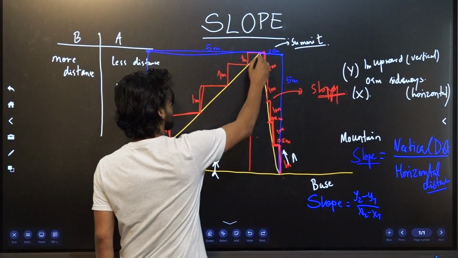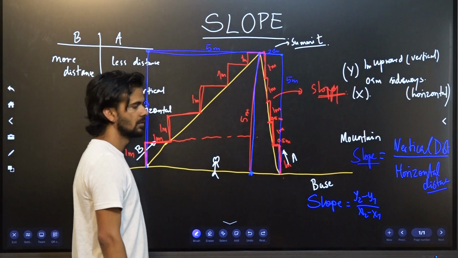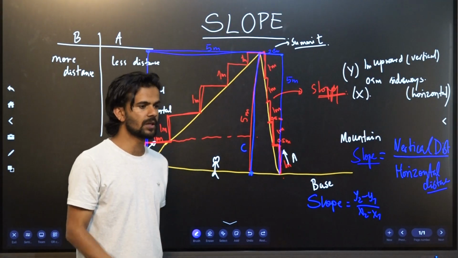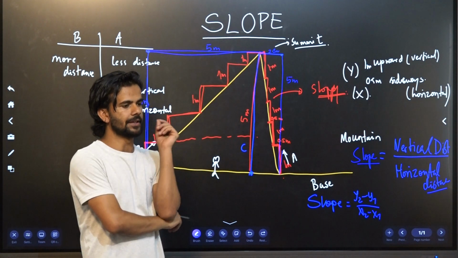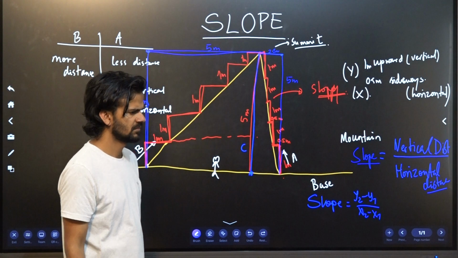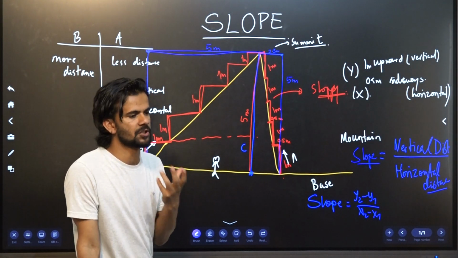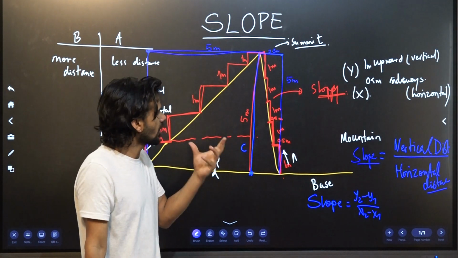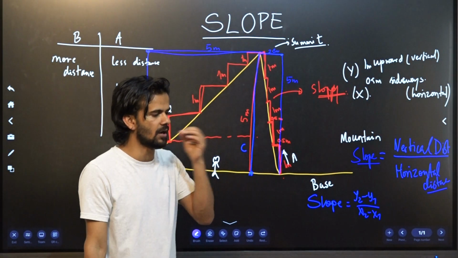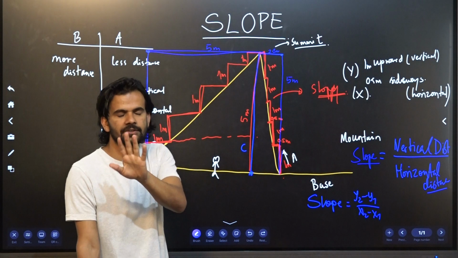How about this path? If you take this path, straight upward, what are you doing here? Finding the slope. How is it possible? You have to always talk about two distances, the vertical and the horizontal. How much vertical distance are you covering? How much horizontal distance are you covering? 5 meters vertical.